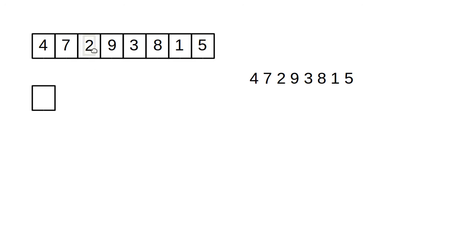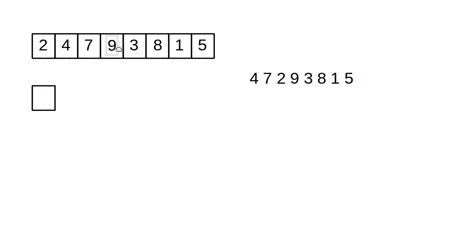Then we look at the 2. We're going to stick the 2 down here. We're going to say, should the 2 come before the 7? Yes. So the 7 gets pushed back. Should the 2 come before the 4? Yes. So the 4 gets pushed back. And we've gotten to the beginning, so the 2 just sits right there.